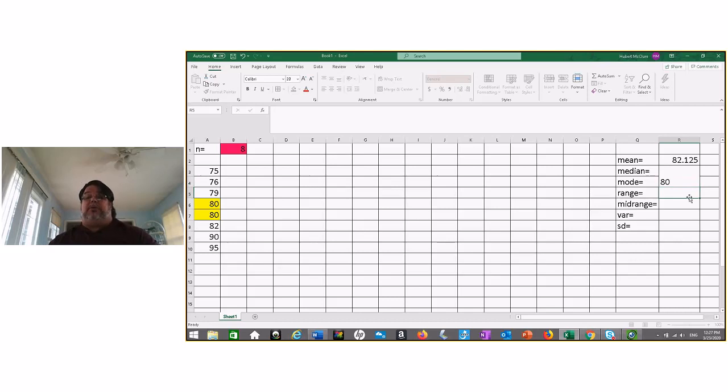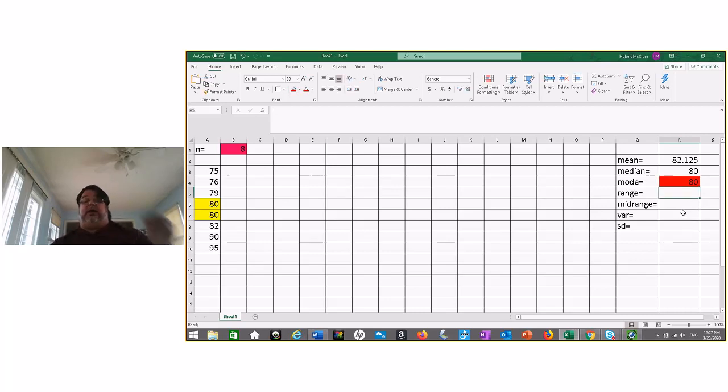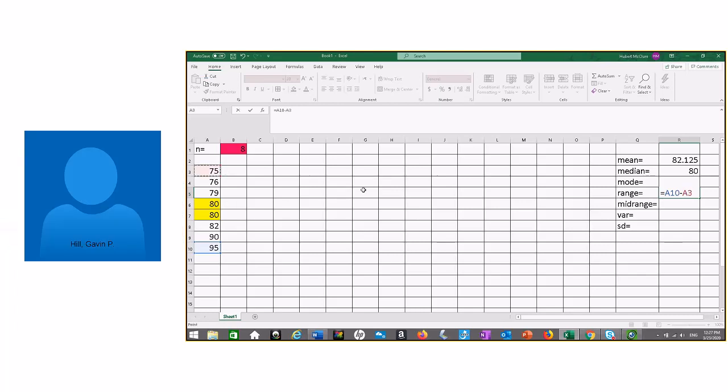All right, mode is 80. I'm going to highlight that a different color. I'm going to highlight that red, because that's the only number that's observed. It is not calculated, it is observed. So there's going to be times that you don't have one of those. You can have more than one mode. You could have several. If 79 showed up twice, then your mode would be 79 and 80, if they both showed up twice. Range, that's equal to the highest minus the lowest. So 20.